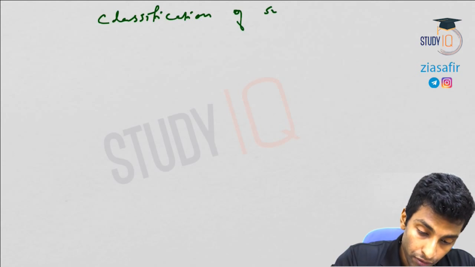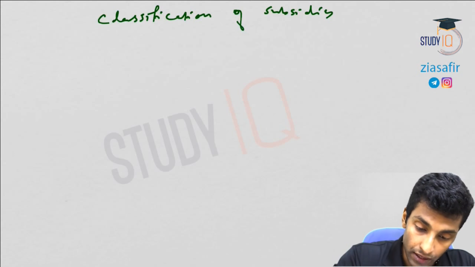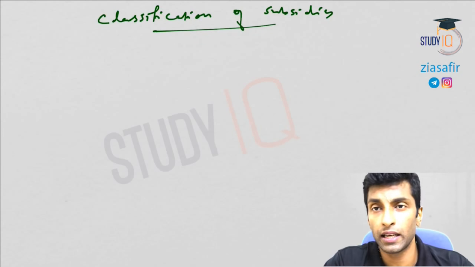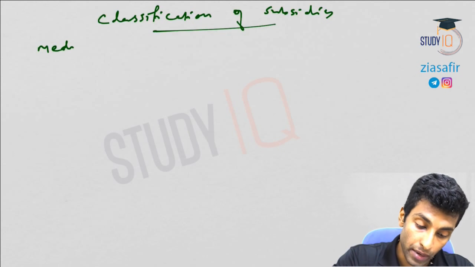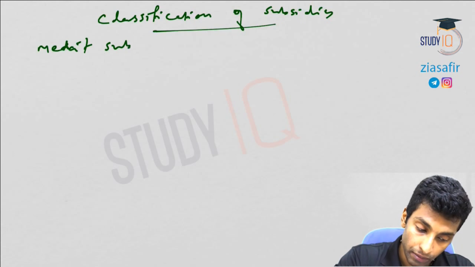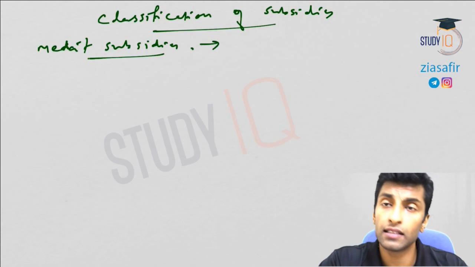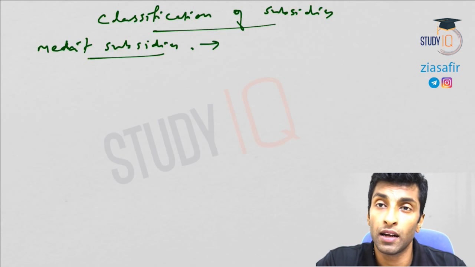Classification of subsidies. There are two types of subsidies. Firstly, merit subsidies and then non-merit subsidies. Let me deal with merit subsidies first. Merit subsidies means those subsidies which benefit the society much more than the individuals.